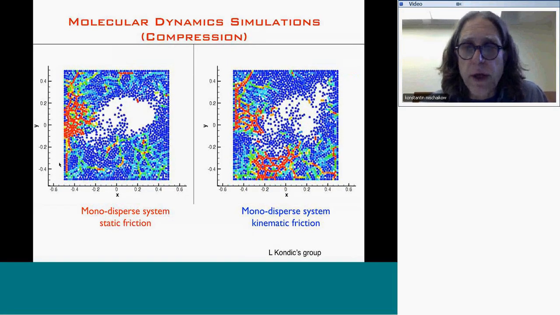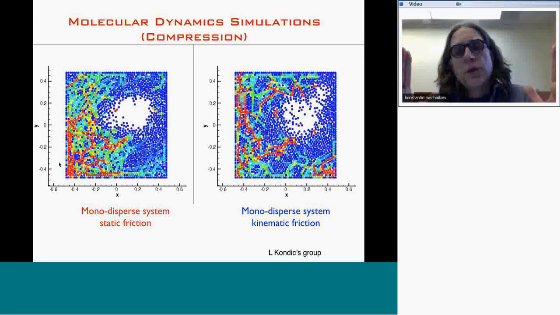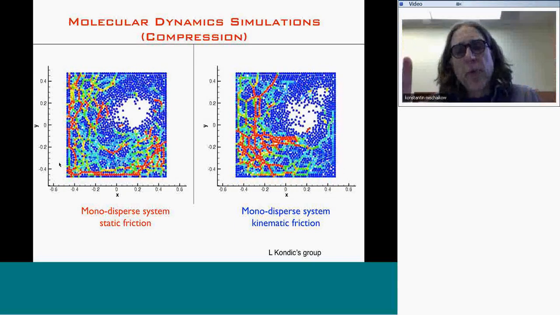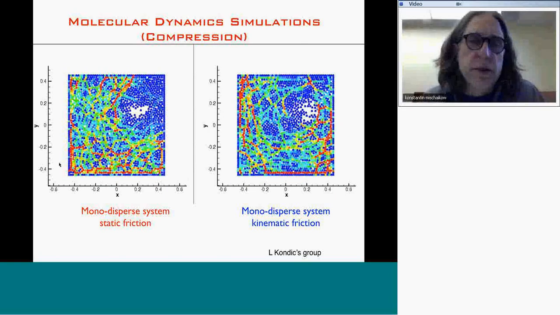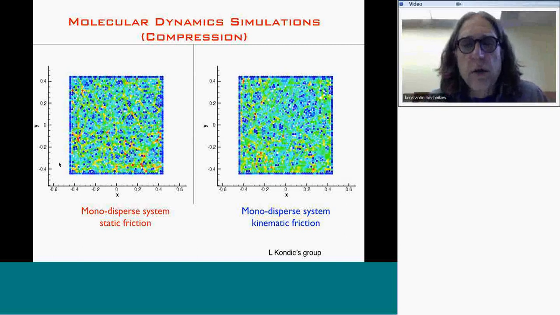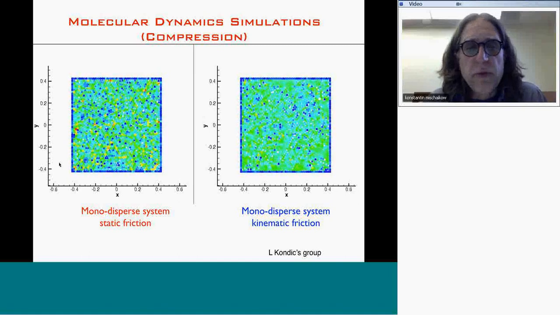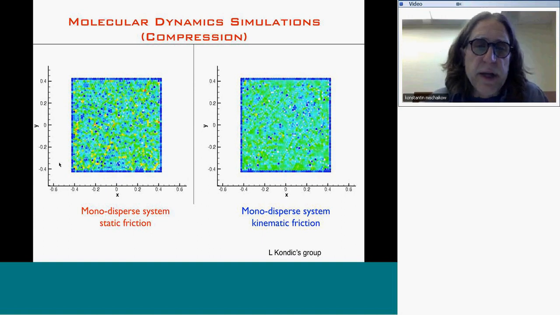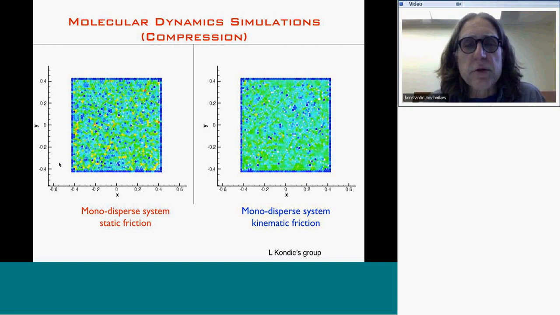Simulations. So what you're looking at are simulations done by Lou Kondic's group, where you have a box filled with these particles, and you just compress the box uniformly from the sides very slowly. And these were actually two different systems. Both systems involve particles of the same size. The one on the left involves static friction, and the one on the right had kinematic friction. So this is a numerical simulation.